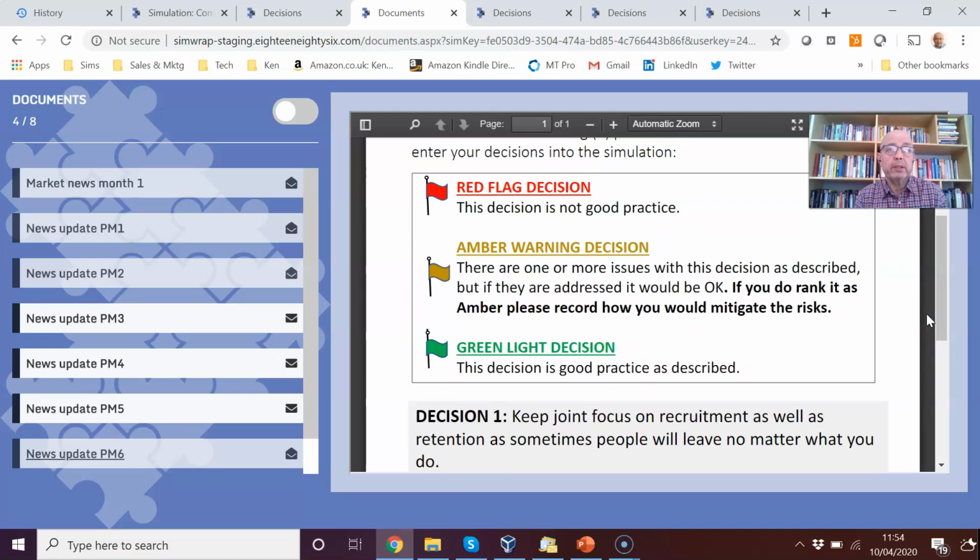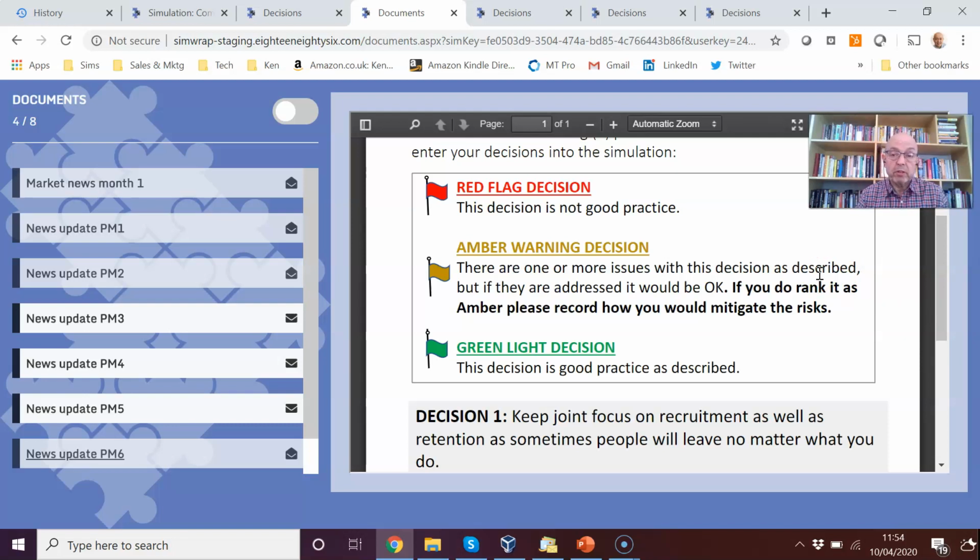And one of these questions will be what we call a red flag decision. It's not good practice. I must try and spot this decision and mark it as a red flag. And if I fail to spot it, my reputation will be damaged in the business.